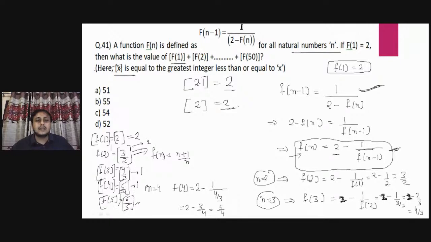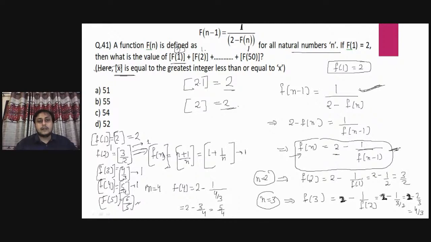So all of them will be 1, because this is the greatest integer function of Fn, which is 1 plus 1 by n, that is 1 point something. The greatest integer of 1 point something should be 1. So basically F1 is given, that is 2, and all the other values, like F2, F3, F4, will be 1. It's 1, 1, 1. F50 should be 1. So what will the answer come out to be?